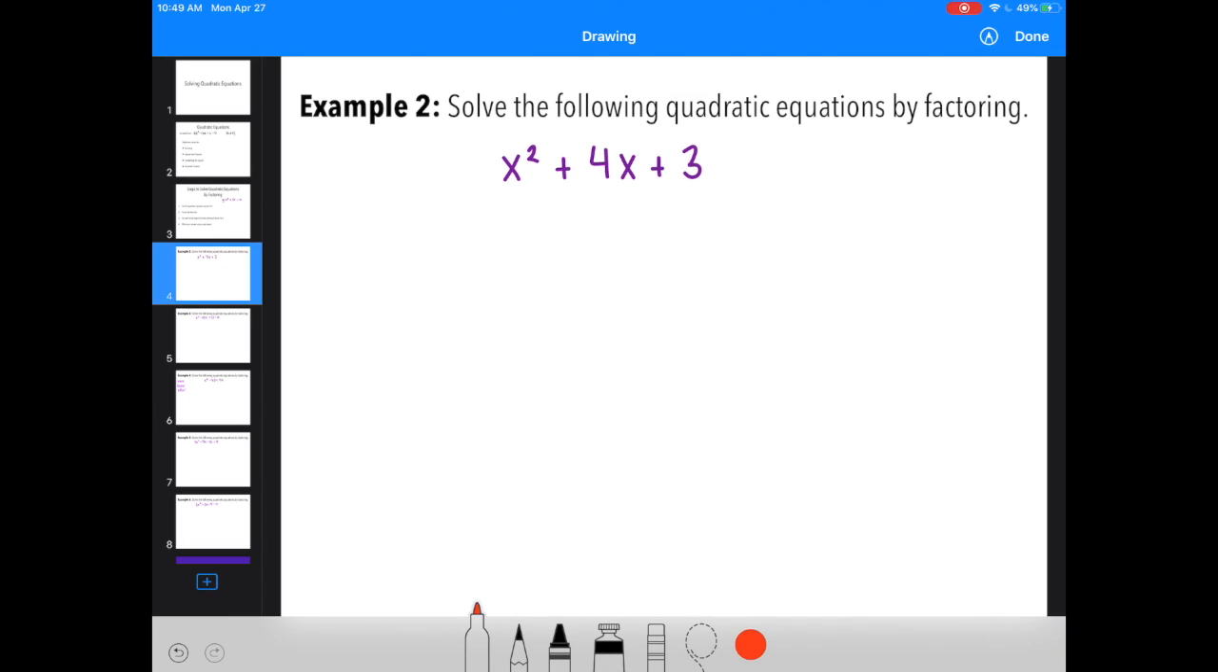Example number 2. I'm wanting to solve the following quadratic equations by factoring. My problem is x squared plus 4x plus 3. First task, is it in standard form? Yes, it is. So I'm going to set it equal to 0.